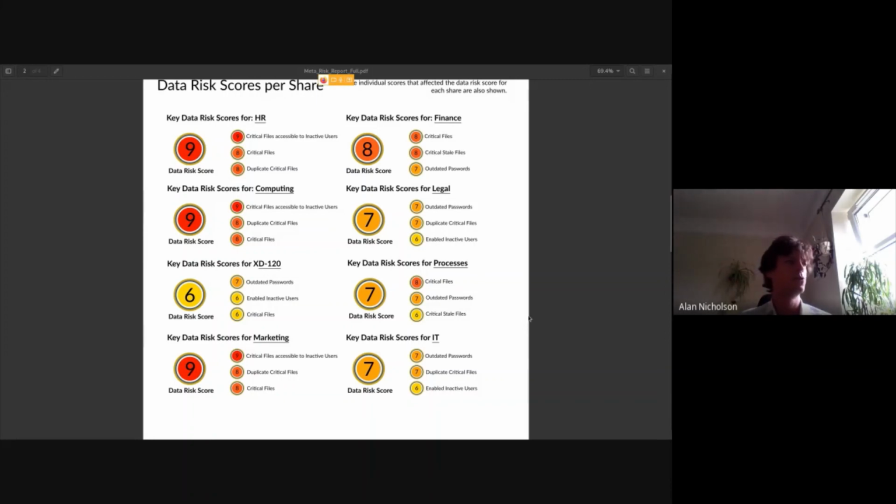And finally, we always find risk. We always find risk to data in every organization, and these risks will be uncovered by every data risk assessment that we do.